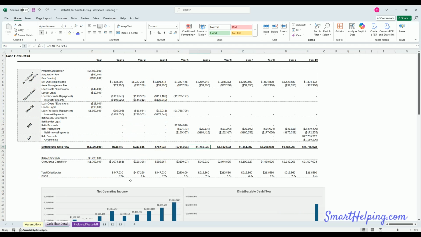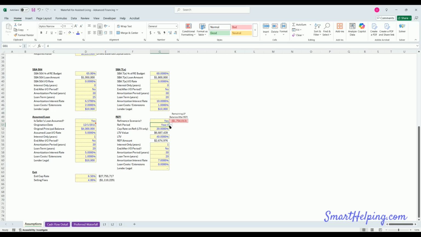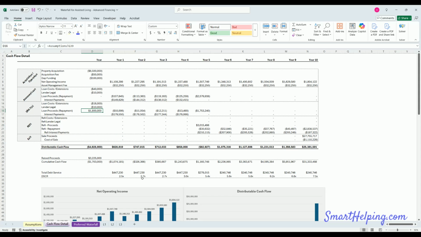So you can see here on the cash flow detail, we've got an assumed loan. This is the debt service payments, principal and interest based on where we were in the life of that loan. The SBA 7 loan proceeds. Now note the assumed loan, there's no proceeds coming in because you're assuming a loan. You don't get proceeds. The SBA 7 is obviously a new one. Here's the debt service. There's the refi. Let's kick this to year 5 and see what this looks like.